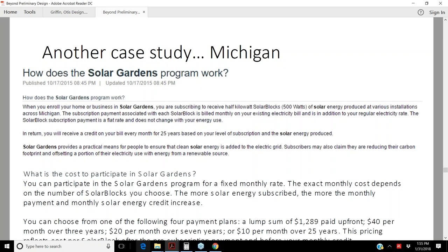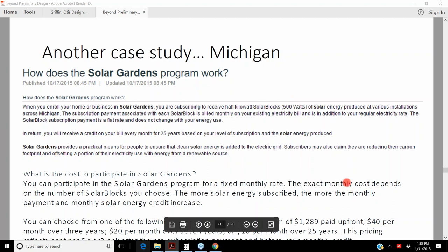And so what happens in Michigan is, according to their website, you're subscribing to 500 watt blocks of solar energy, and you're going to get a credit on your bill for 25 years because of that block.